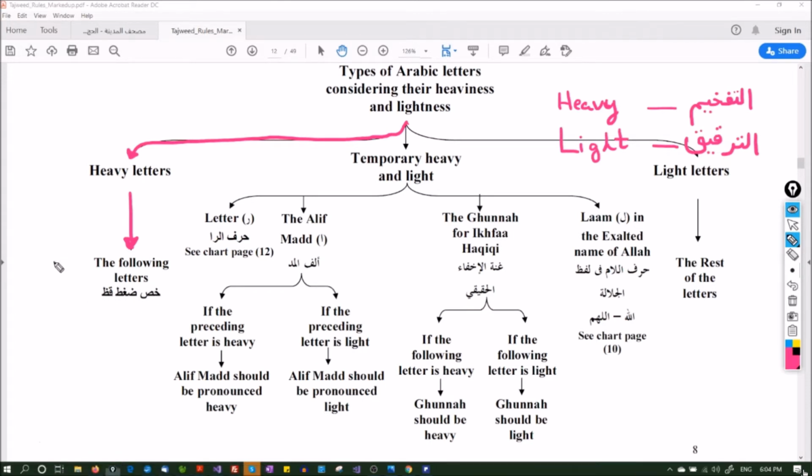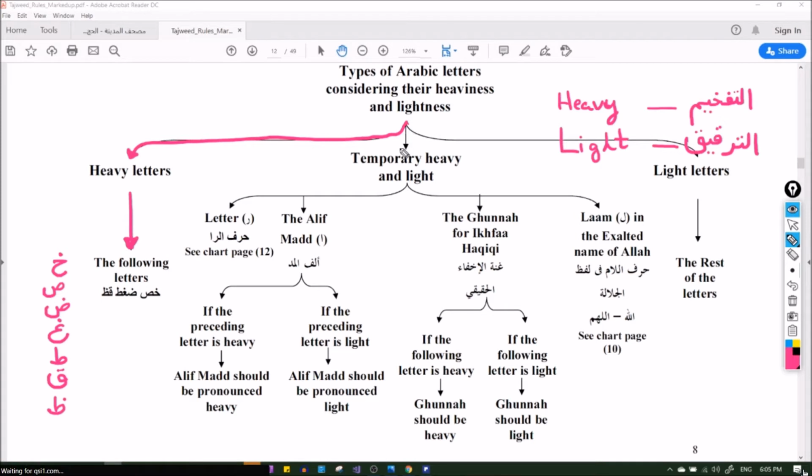What are these letters? خ, صاد, ضاد, غين, طا, قاف, and ظا. These 7 letters, that's what these are.